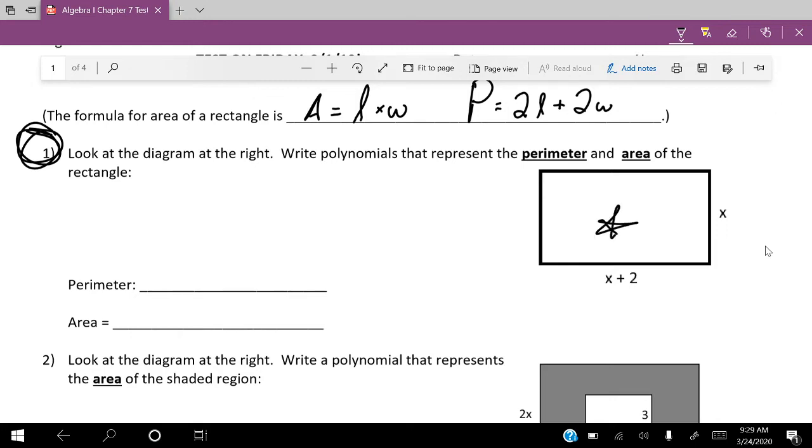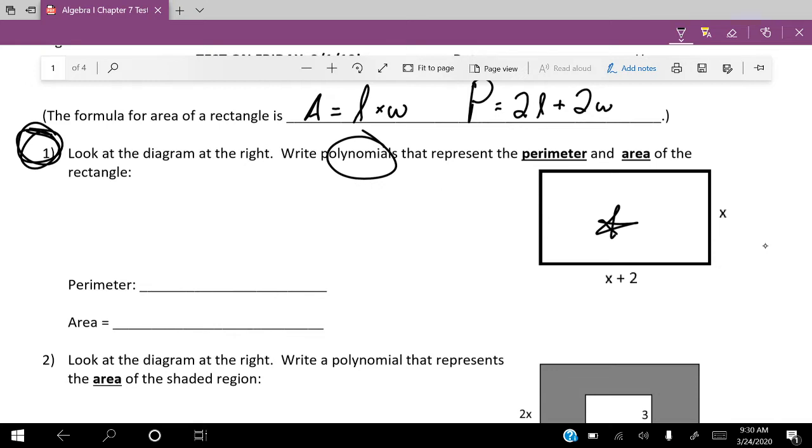So, number 1 says, look at the diagram on the right, which is this little rectangle right here. Write polynomials that represent the perimeter and area of the rectangle. If you don't remember what a polynomial is, I'll give you an example: ax to the 5th plus bx to the 4th plus cx to the 3rd, and so on. This is just to clarify some questions that I know will be coming up later.